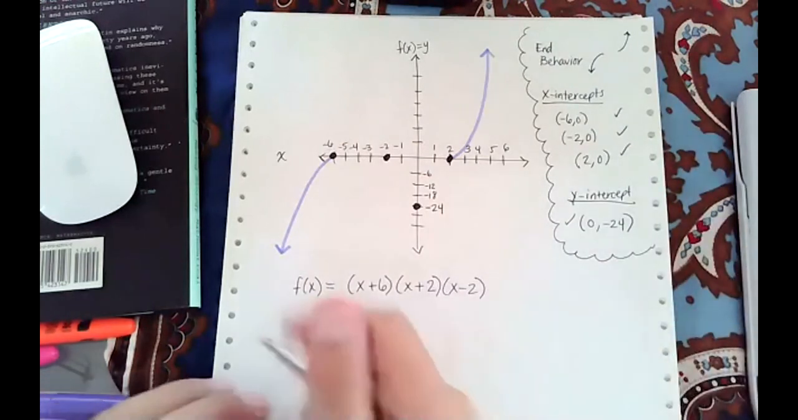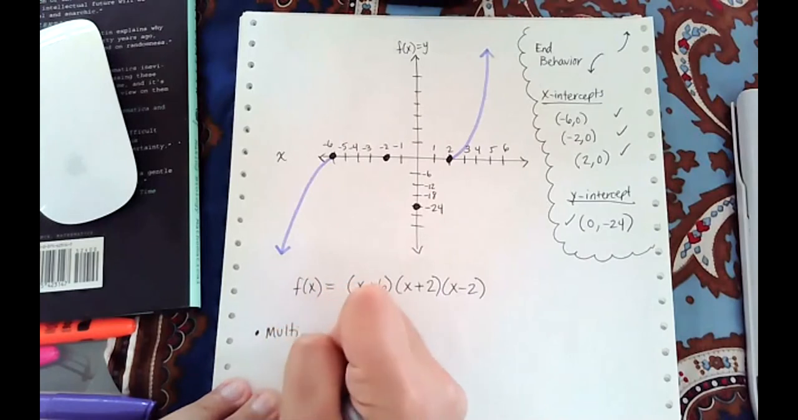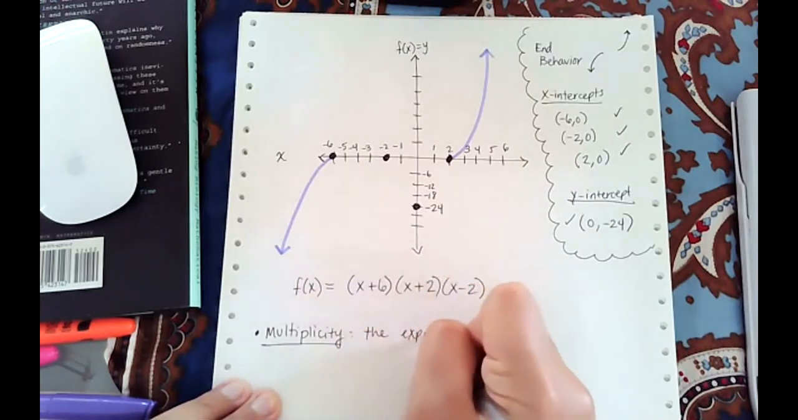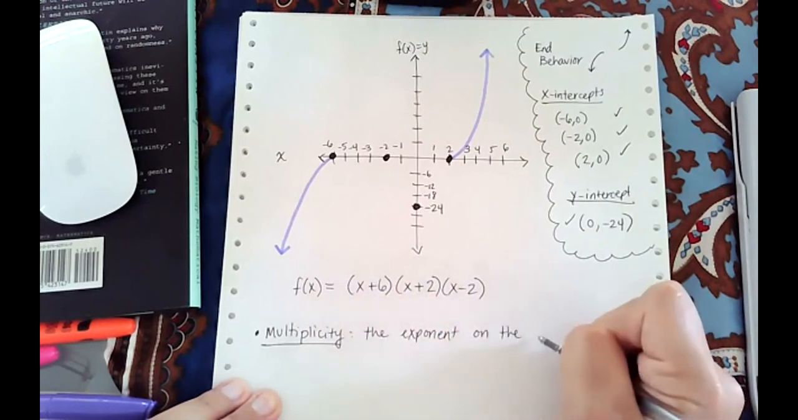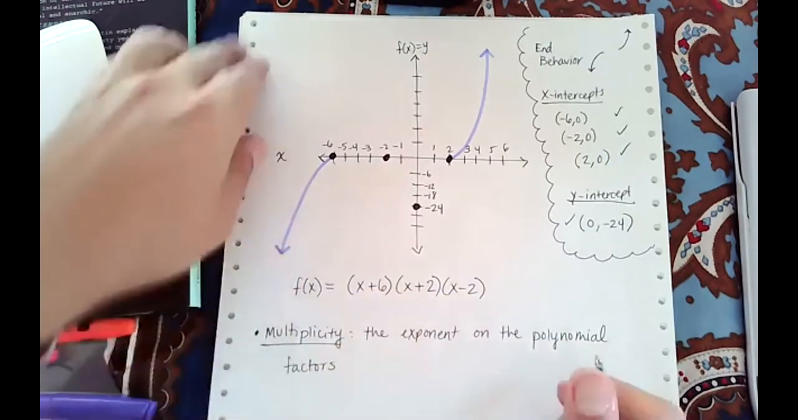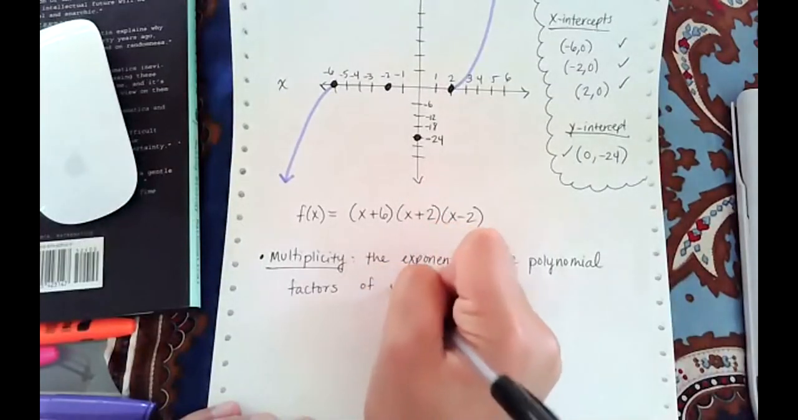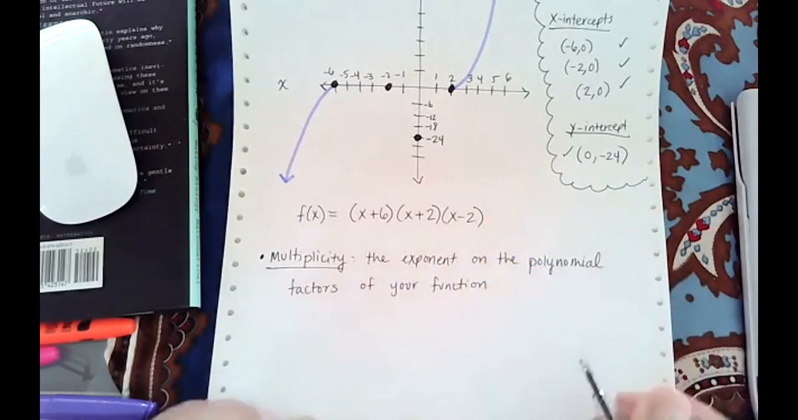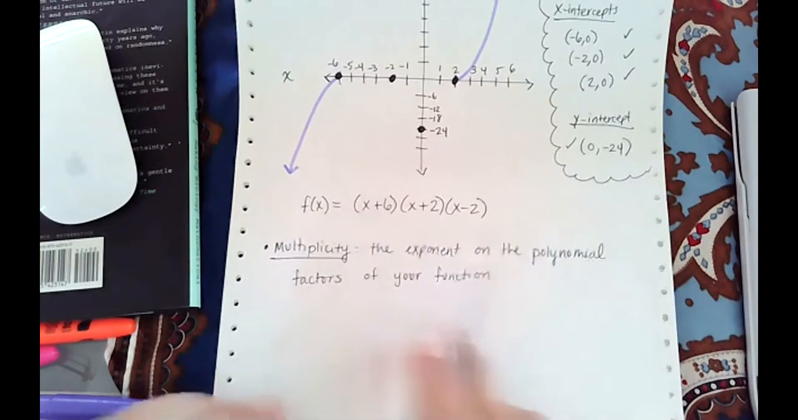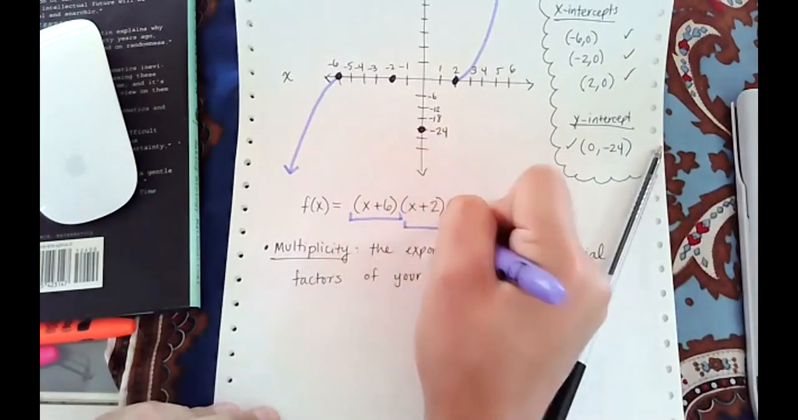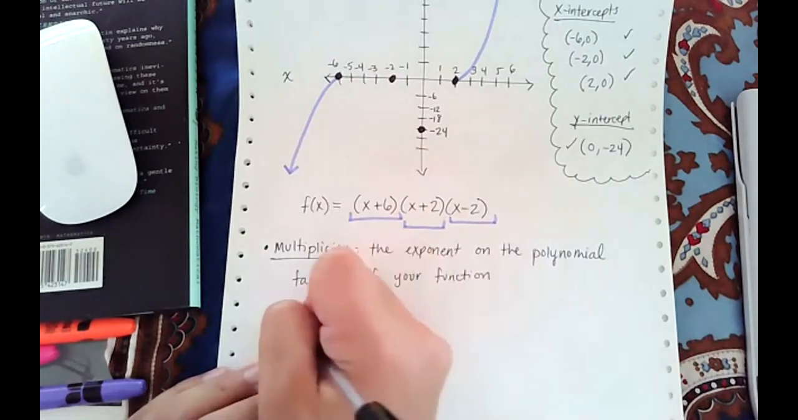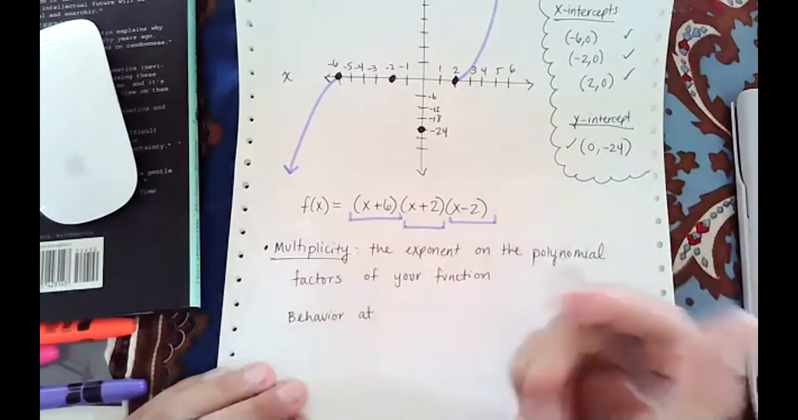Another thing you could do is think about this new concept that I'm going to introduce called multiplicity, which is just a fancy word for the exponent on the polynomial factor. So the polynomial factors of your function. And so this idea of multiplicity, or the exponents that are on these factors, remember, this is a factor, this is a factor, and this is a factor. The exponents will tell you something about the behavior of the graph at the x-intercept.